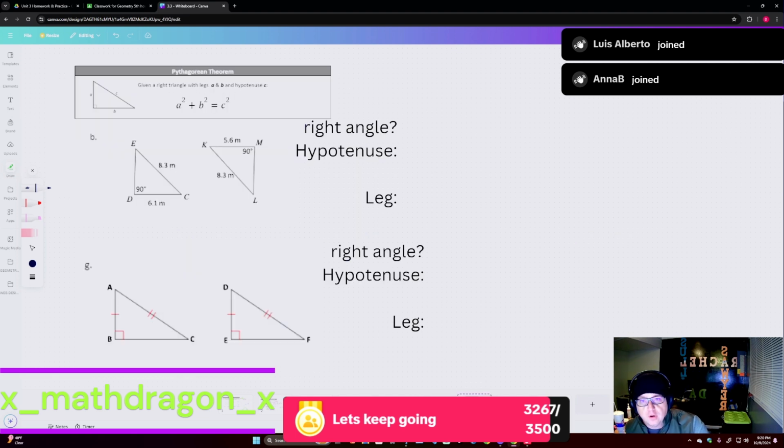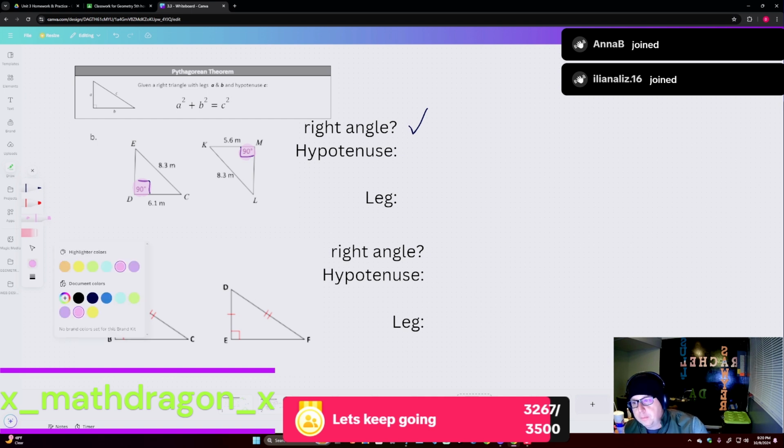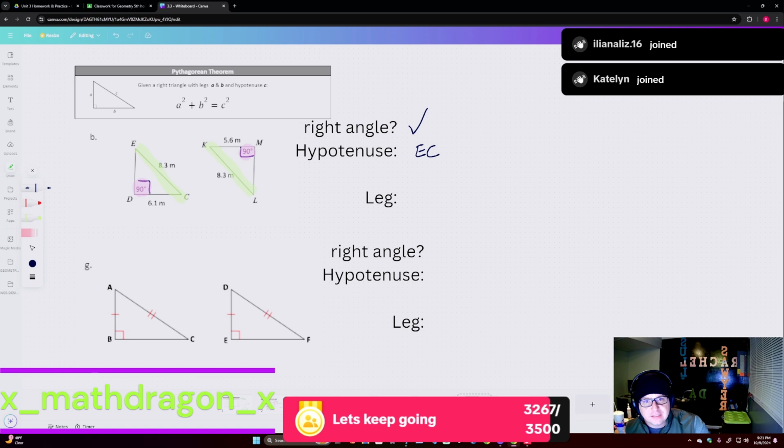So what we need first, is there a right angle? Is there a right angle here and here? That has to be your first check mark. If it's not, then we might as well just stop. We don't need to do anything else. Okay? Now, next thing is, can we show E to C is the same as L to K? So E to C, is that congruent to L to K? And it is, because both are equal to 8.3 meters.